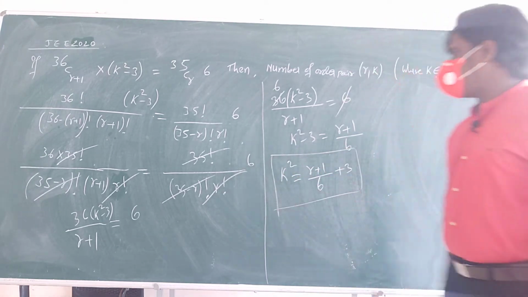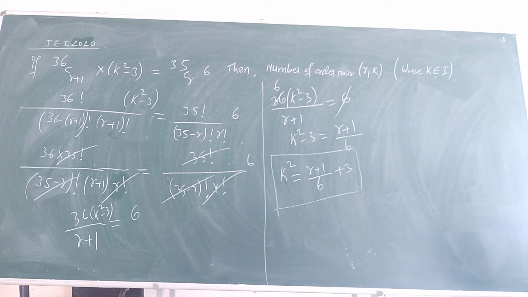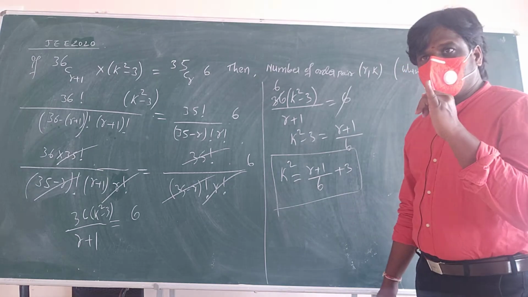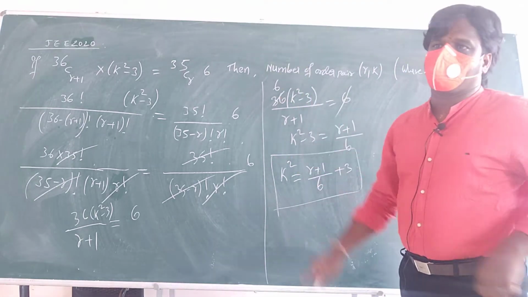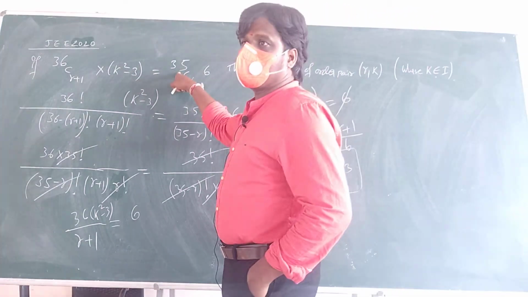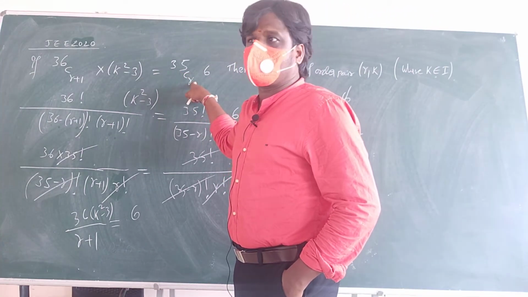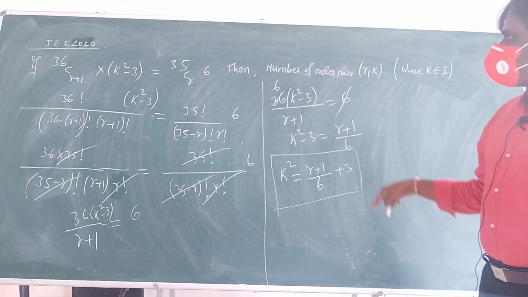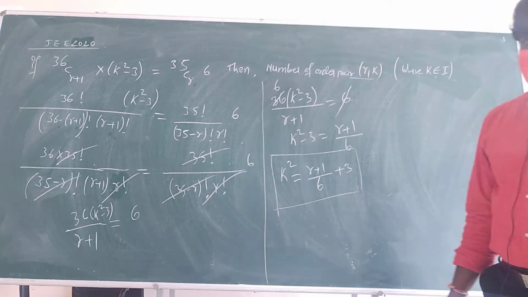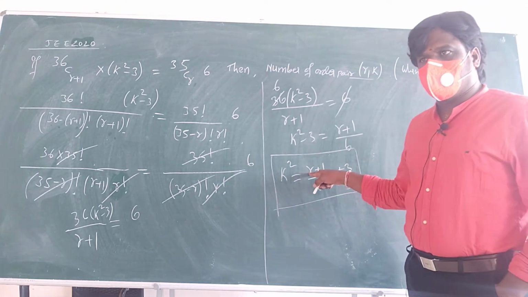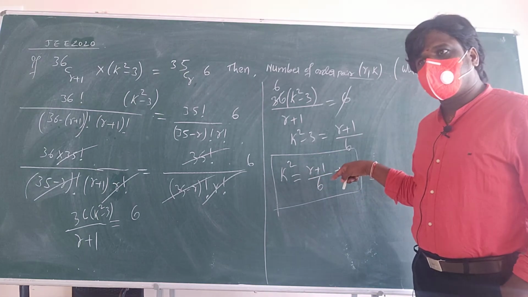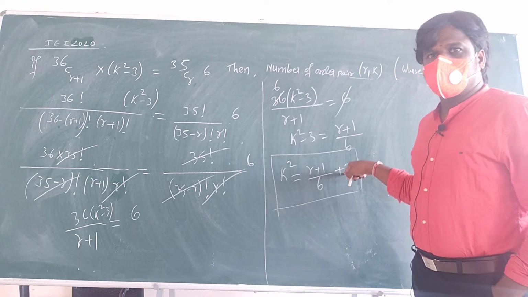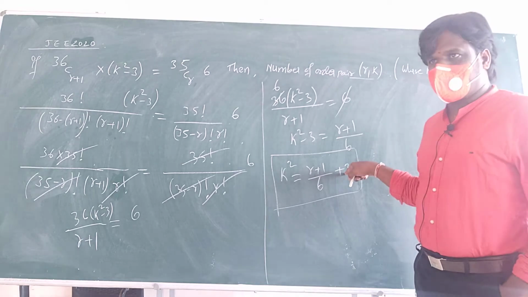So he is asking for the number of ordered pairs which satisfy this. Here r can be substituted from 0 to 35, because n is 35, so r can be at most 35. Then I can see how many ordered pairs I get. If I substitute r is equal to 0, will I get an integer? 1 by 6 plus 3 is a fraction, so it is not possible.